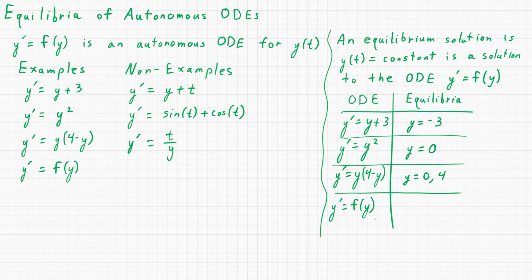And then here I just put very broadly, it's all y values such that f of y is equal to 0. All right, so next up we're going to go over the stability of the equilibrium solutions.